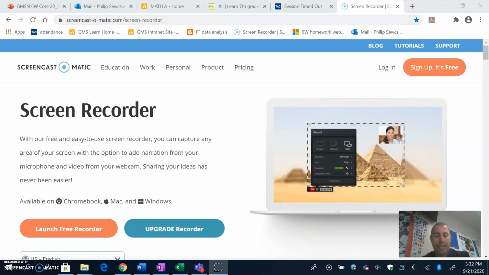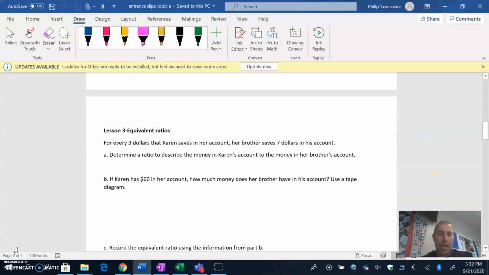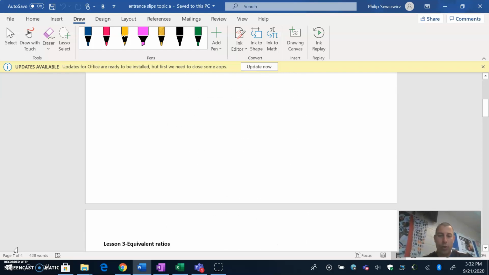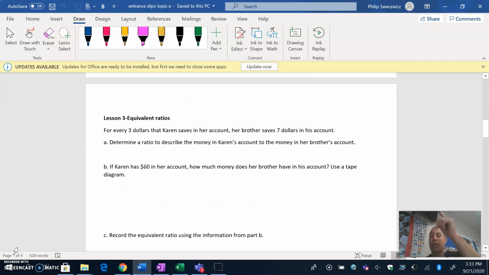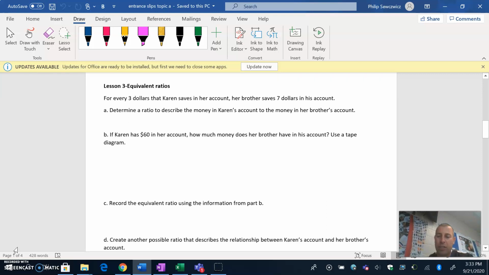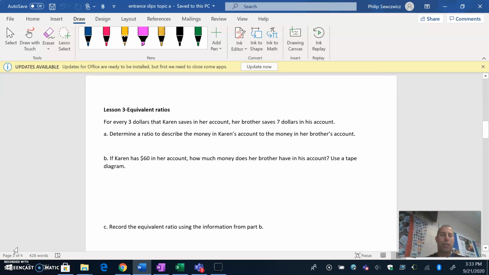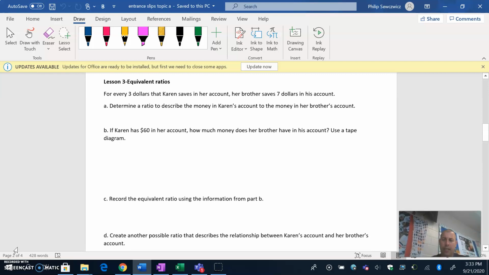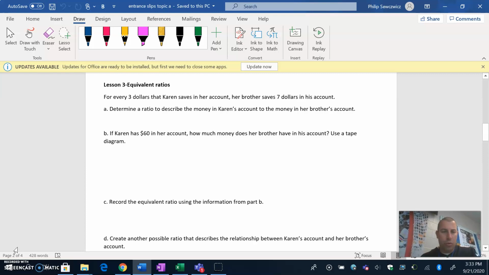So let's go on into your entrance slips. All right. We are in your Unit 1, Topic A, Lessons 1 through 8. Remember, if you have not done the notes for Lesson number 3, you do want to take care of that first. Hit that pause button, get back into it. But what Lesson 3 is all about here is understanding writing our ratios, and then getting that visual down to help us to solve problems. So let's go through here.